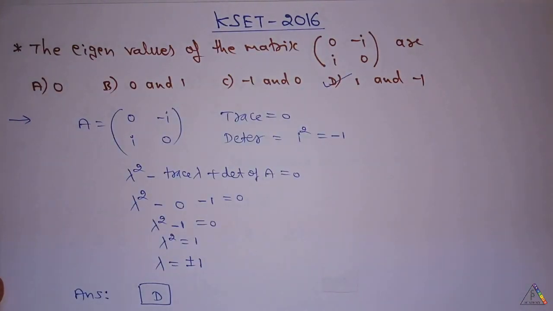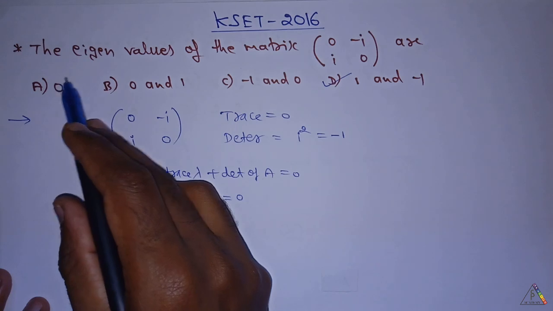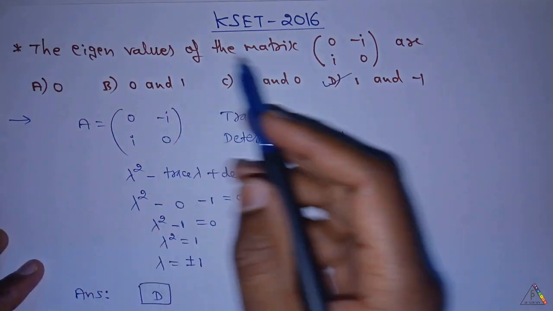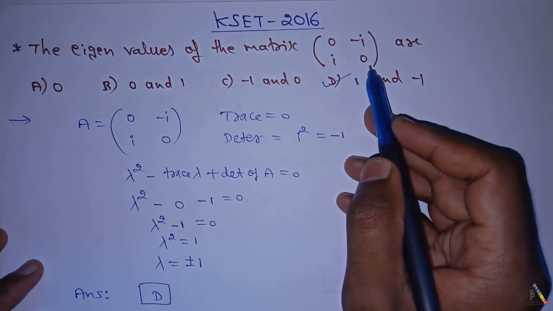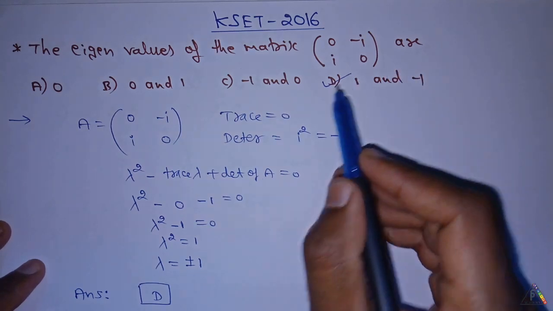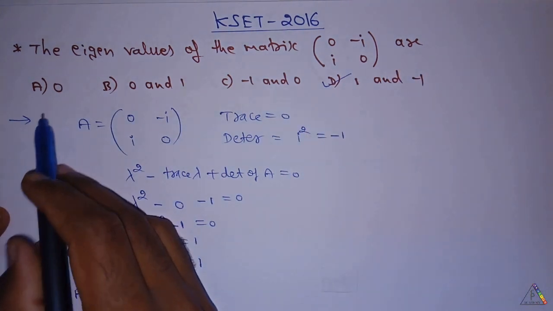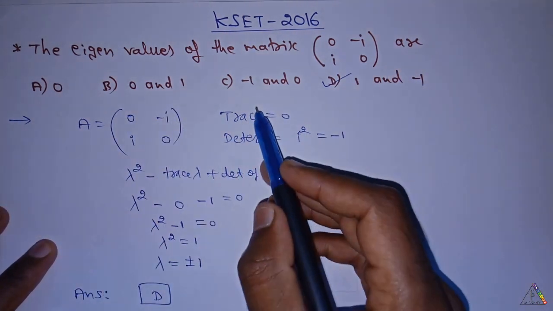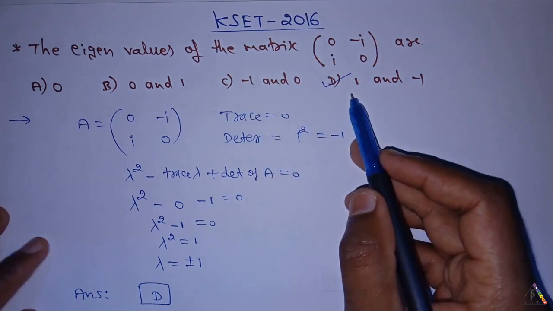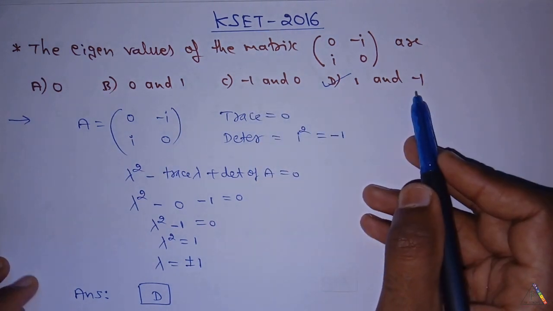Next is the KSET 2016 question. The question is, the eigenvalues of the matrix with entries 0, minus i, i, 0 are. Option A 0, option B 0 and 1, option C minus 1 and 0, option D 1 and minus 1.